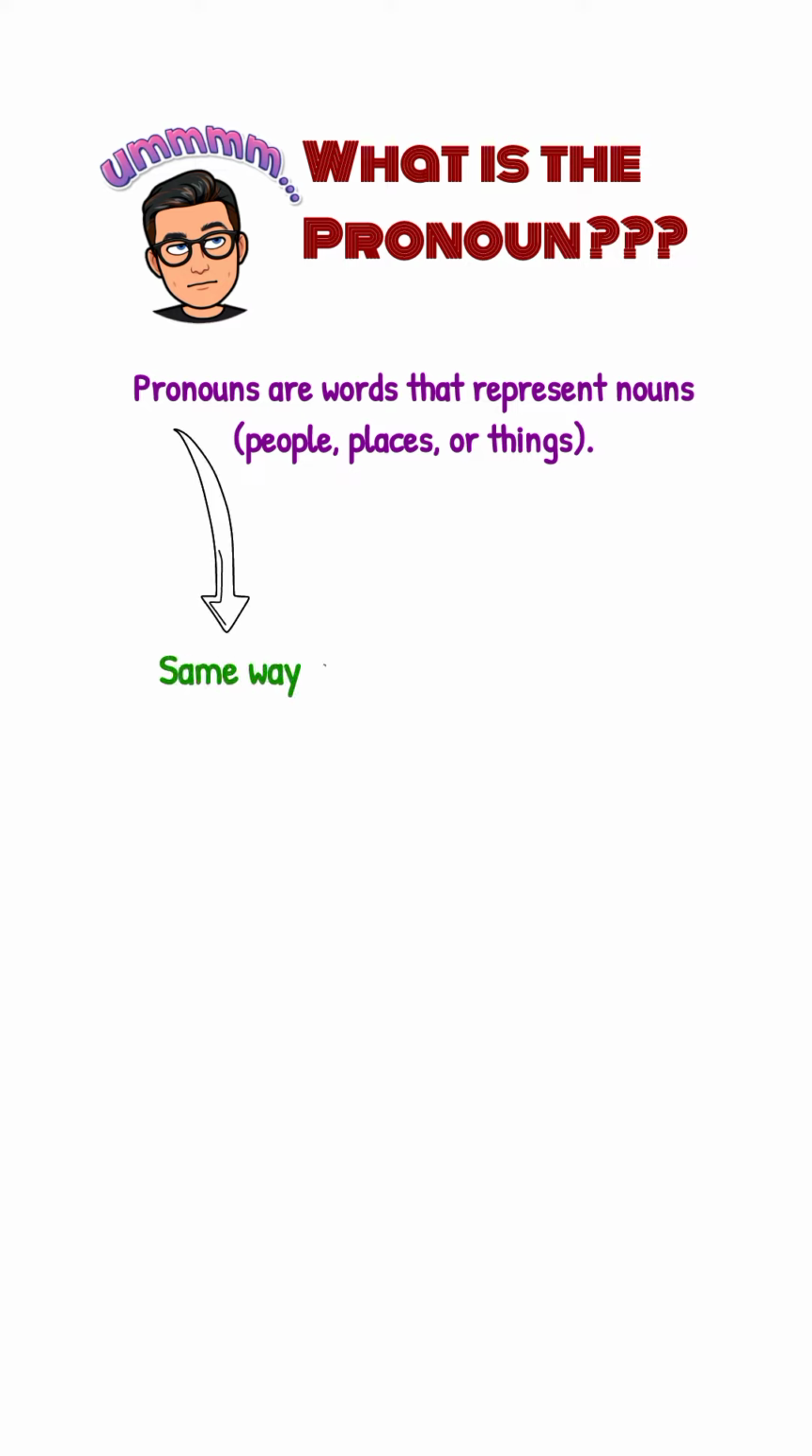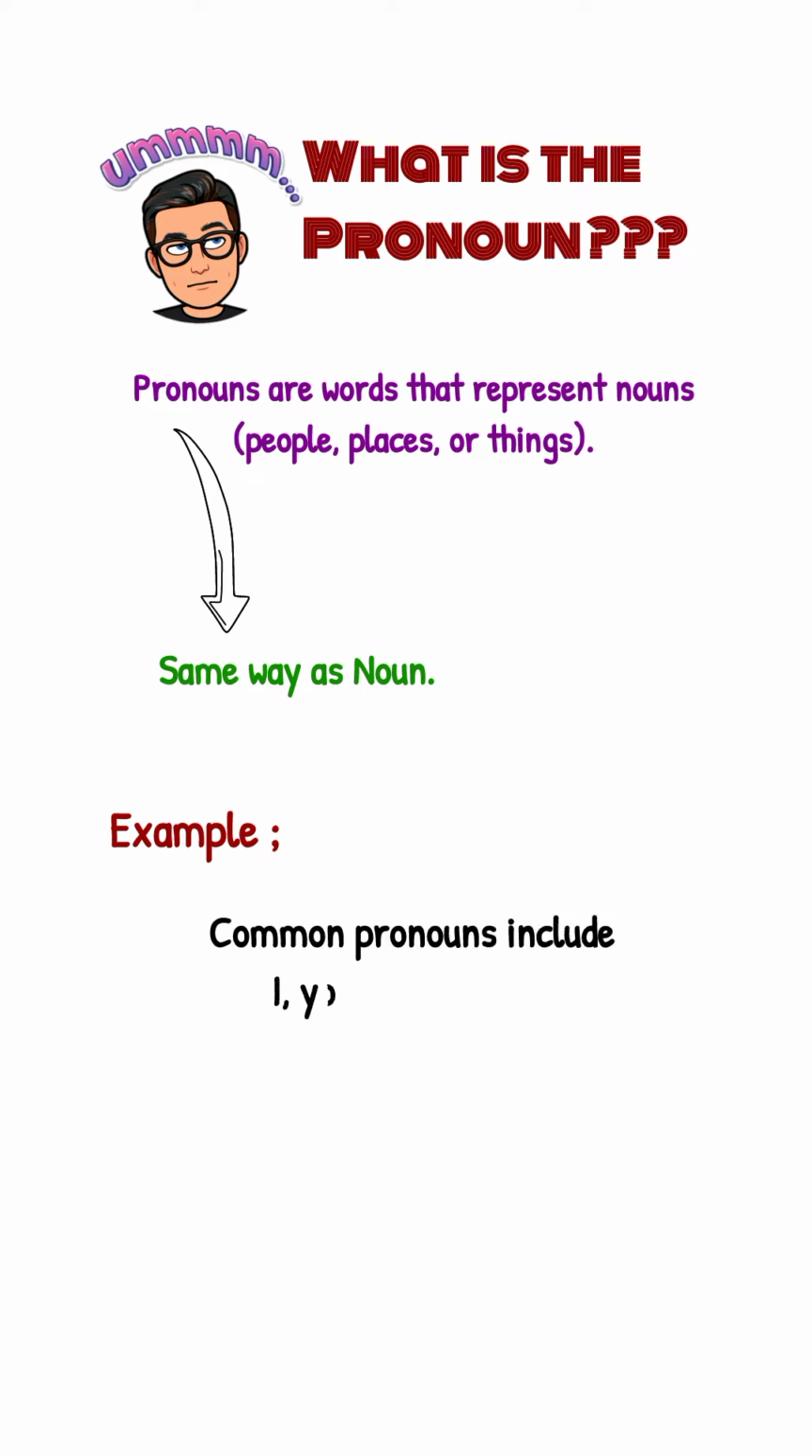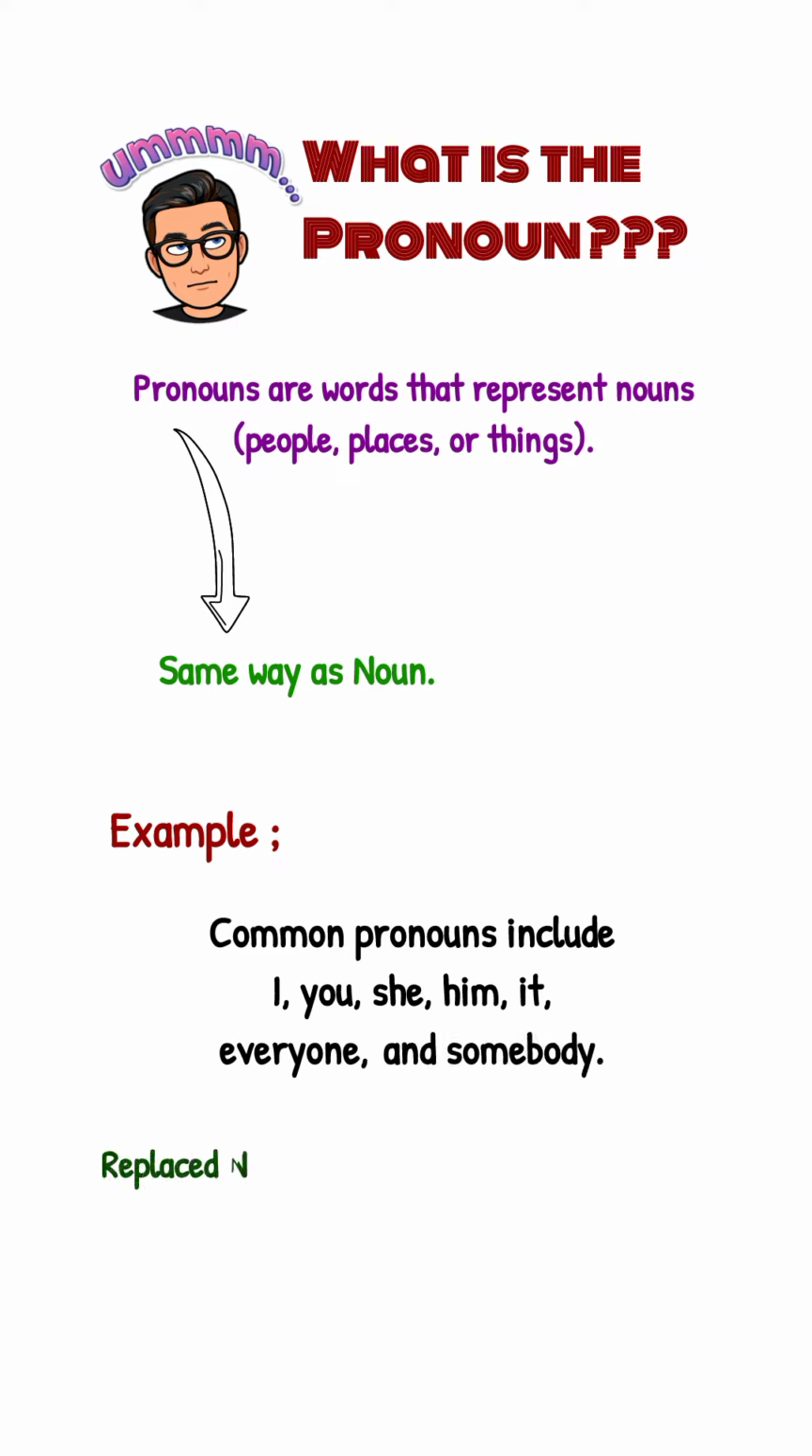What is the pronoun? Pronouns are words that represent nouns, people, places, or things. Grammatically, pronouns are used in the same ways as nouns. Common pronouns include I, you, she, him, it, everyone, and somebody. The noun being replaced is known as the antecedent of the pronoun.